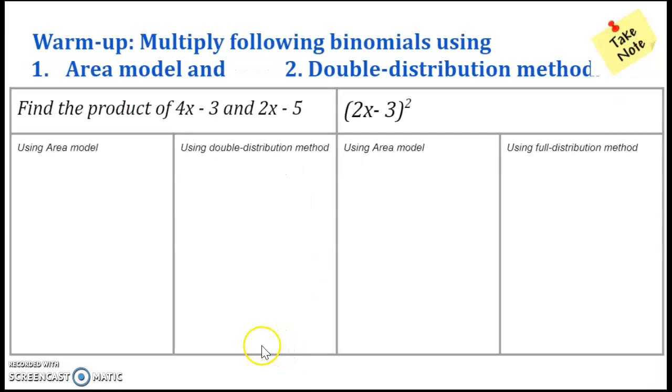Okay, and then you started off with a warm-up exercise. You're multiplying the following binomials. You have two problems, using first the area model and then the double distribution method. So please pause the video and see if you can do them yourself.